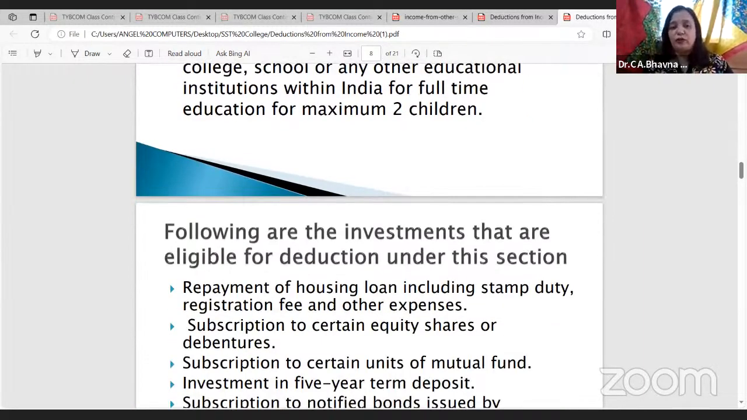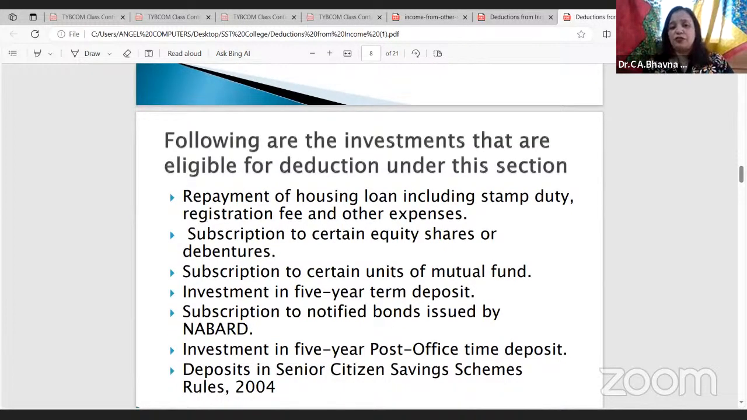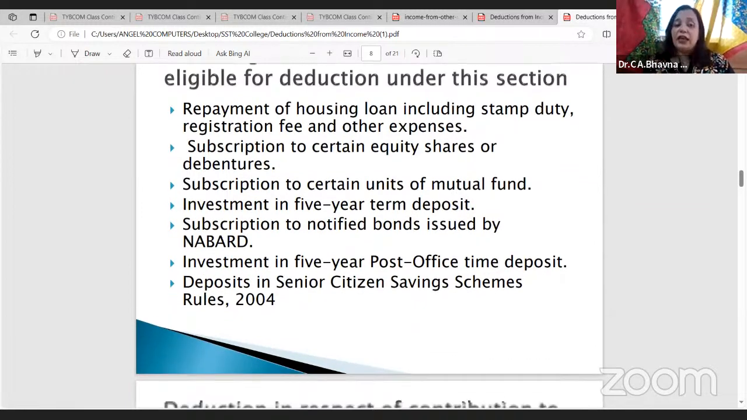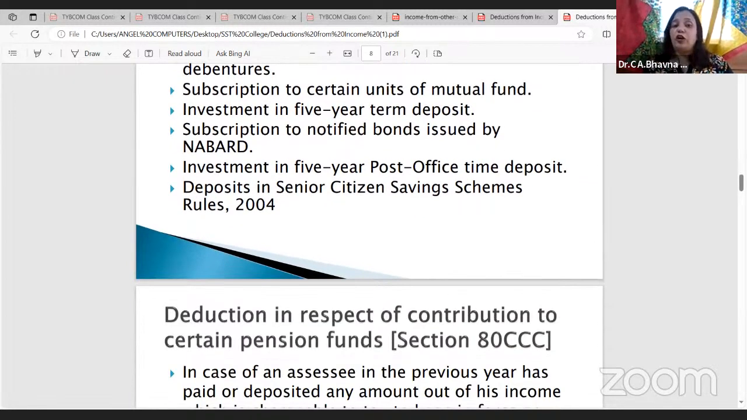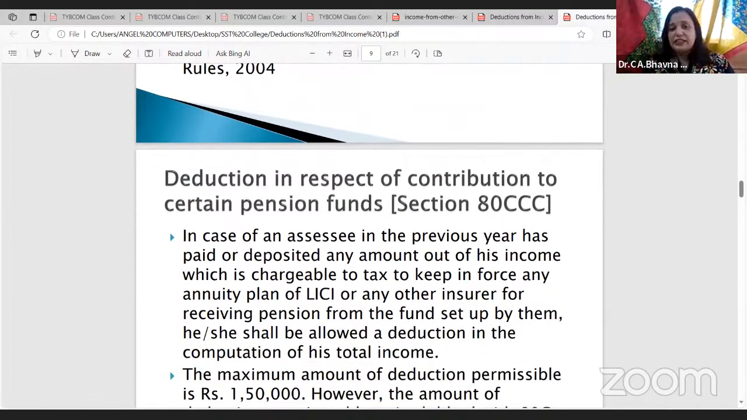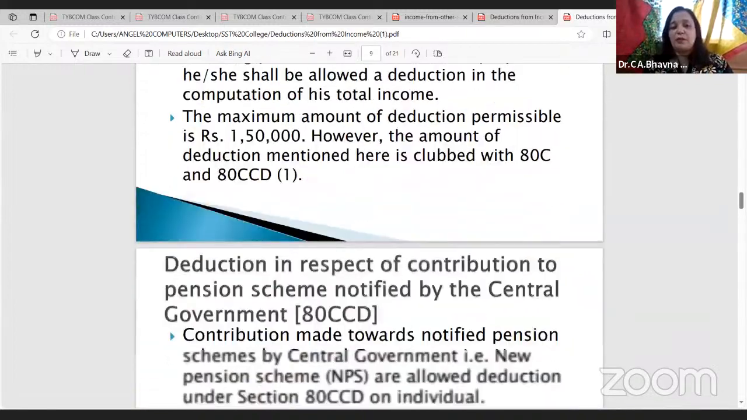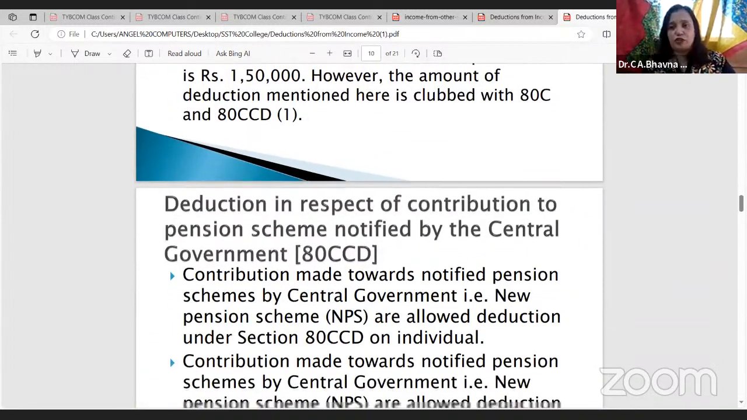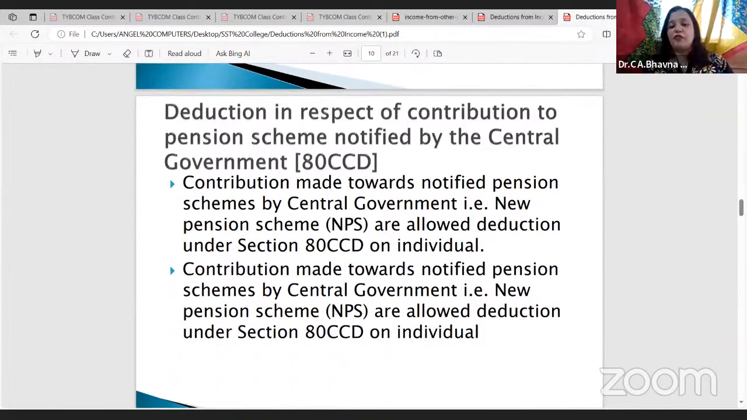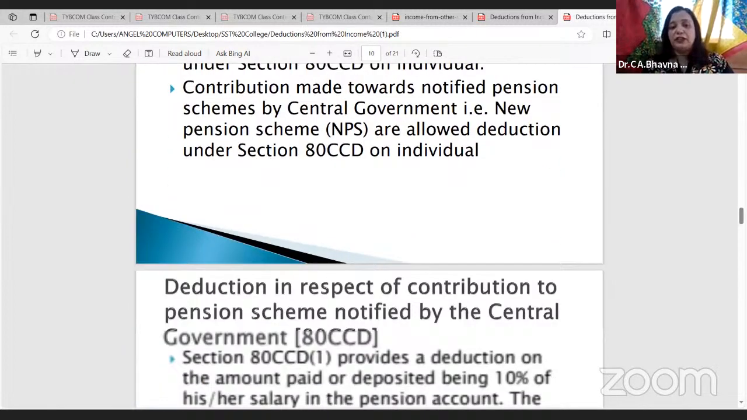Any repayment of loan, any subscription to the certain units of mutual fund, any investment in 5-year term deposit, any investment in a 5-year deposit of the bank, the deduction is allowed. 80CCC is same. Along with 80C, you can get a deduction of 80CCC if you make an investment in the pension fund. But the maximum amount cannot be more than 1,50,000. If you make the investment in new pension scheme, then extra 50,000 deduction you would be allowed. This is 80C.